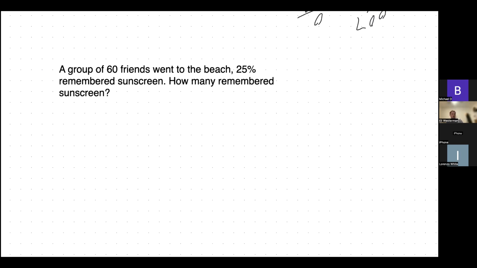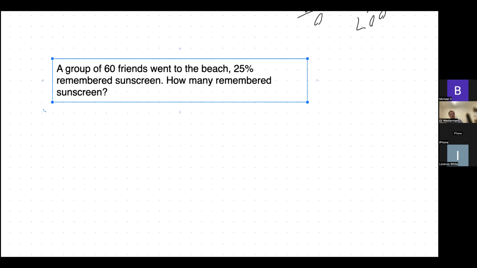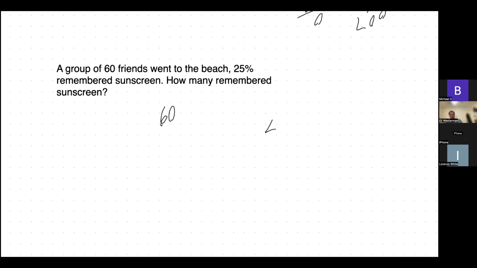Let's do this problem now about sunscreen. All right. A group of 60 friends go to the beach, 25% remembered sunscreen. How many remembered sunscreen? So 60 and 25%. Now we have to first turn this into a decimal. So we have to say that is 0.25.